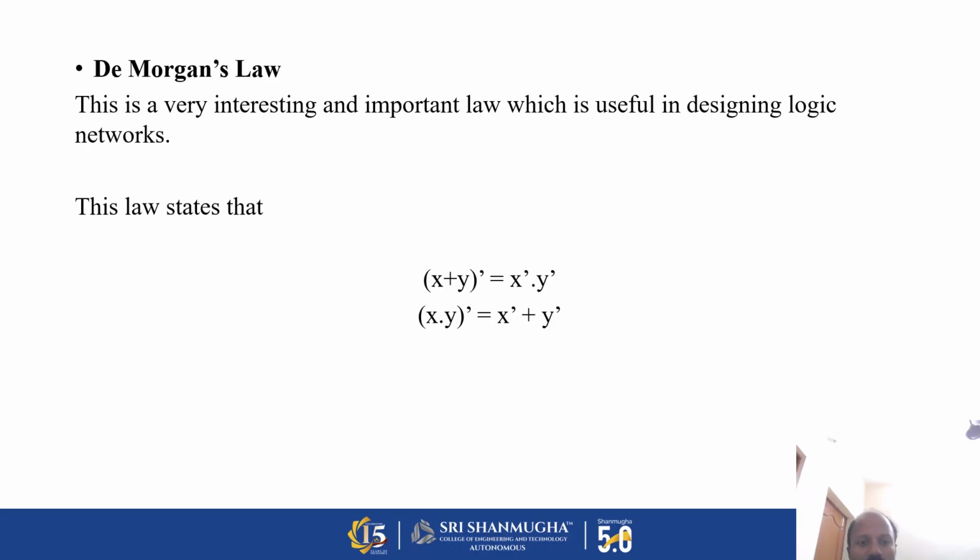Next is De Morgan's law. This is a very interesting and important law which is useful in designing logic networks. This law states that x plus y the whole bar will be equal to x bar dot y bar. Similarly, x dot y the whole bar will be equal to x bar plus y bar. This is De Morgan's law.